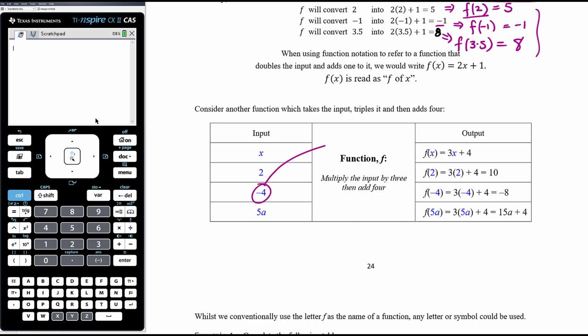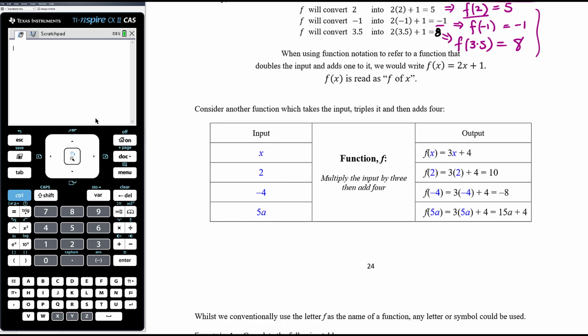f of negative 4 means applying function f to the input value negative 4. So we're doing 3 times negative 4 plus 4, which is negative 8. So f of negative 4 equals negative 8. If the input is 5a, we're doing function f to 5a. So we're taking 5a, multiplying it by 3, and adding 4 to it, which gives us 15a plus 4. So f of 5a, applying function f to 5a, gives 15a plus 4.